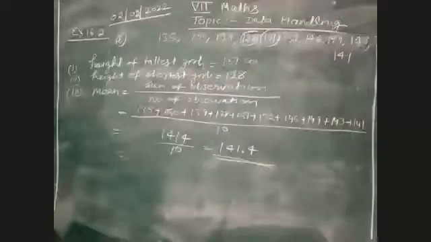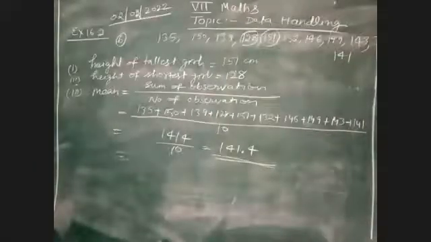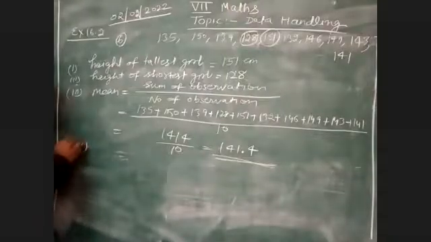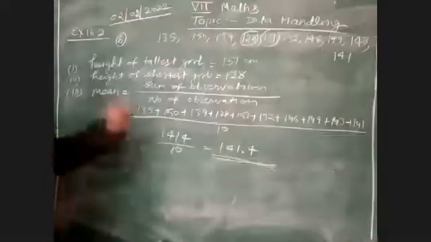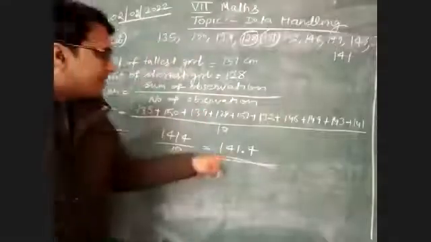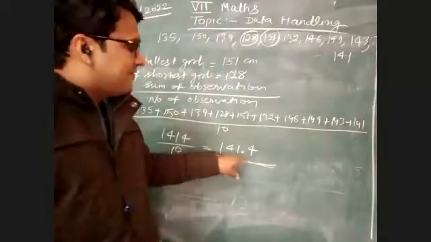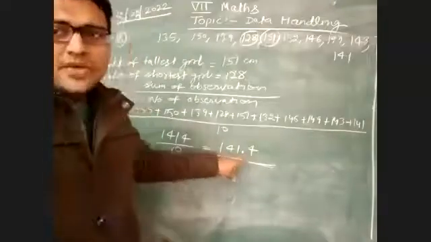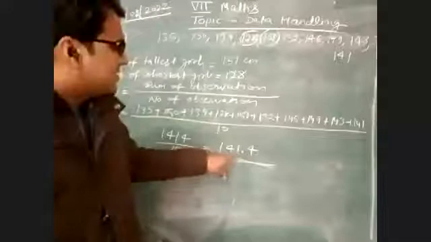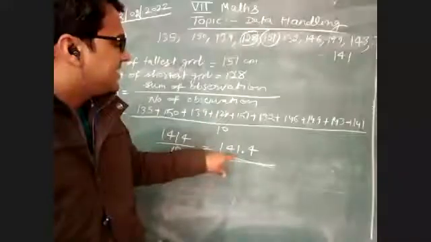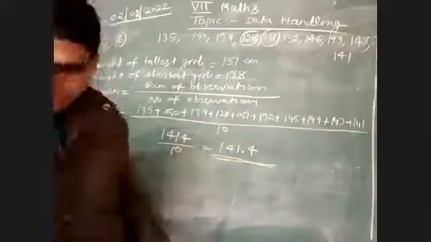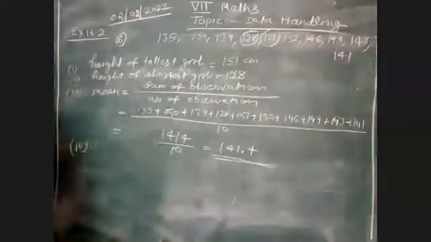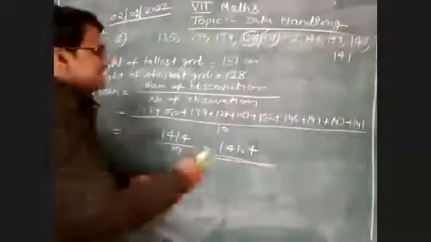So now in the fourth part: how many girls have a height more than the mean height? Now you have to observe this question. Mean height is 141.4 and you have to tell how many girls have a height greater than this mean height.